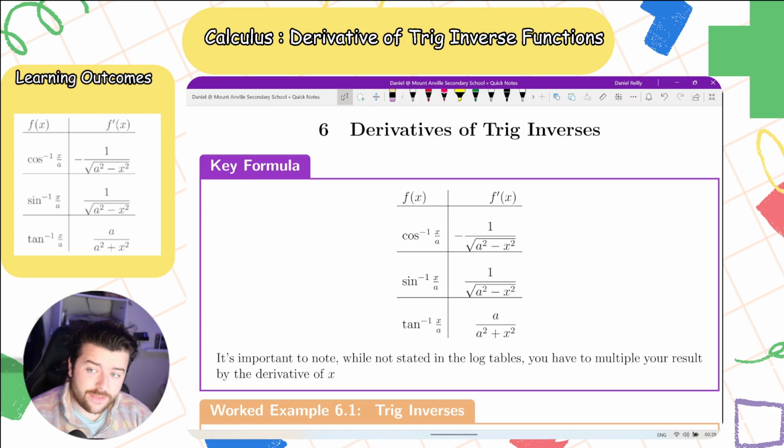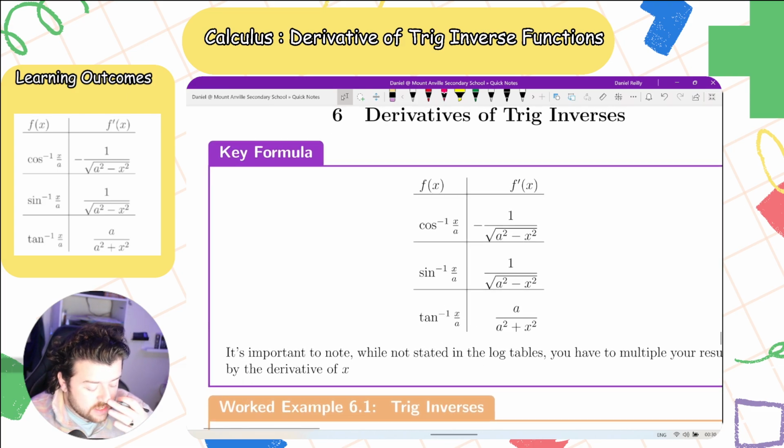Hello everyone. So in this video we are looking at the derivative of inverse trig functions. We were looking at the derivative of trig functions last video. This video now we're looking at inverse. So again, these are all in our log tables.